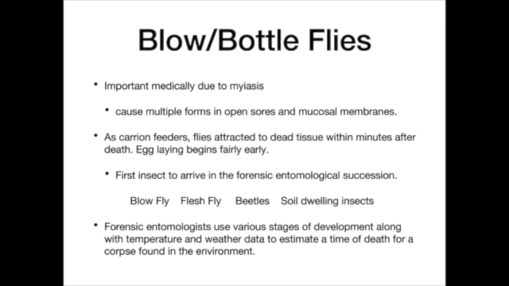So the first to show up are the blowflies, second are the flesh flies, third are the beetles, and then, of course, last are the soil-dwelling insects. And this is over a very long period of time. A forensic entomologist is going to use different stages of development of the flies to determine a time of death. We will be calculating this and doing this actual procedure when we get into the forensic entomology unit.